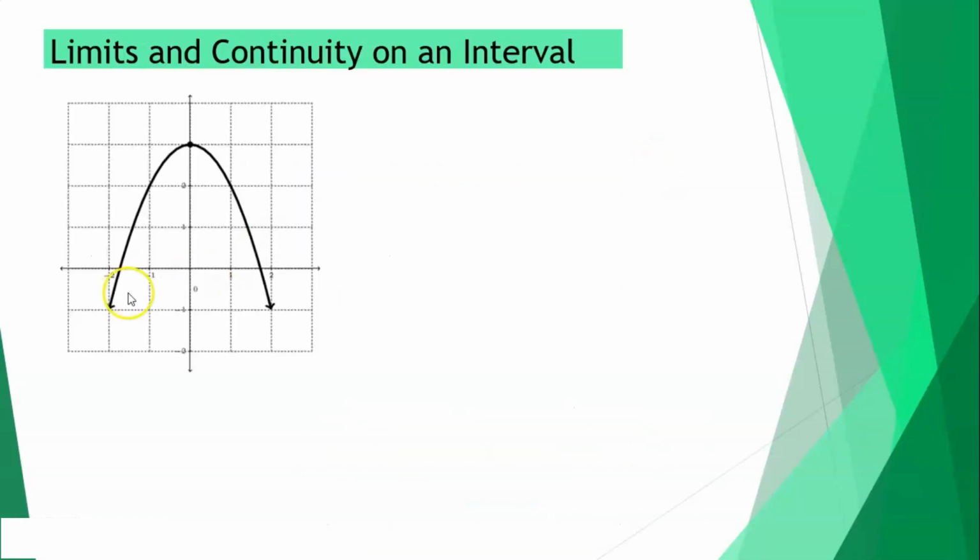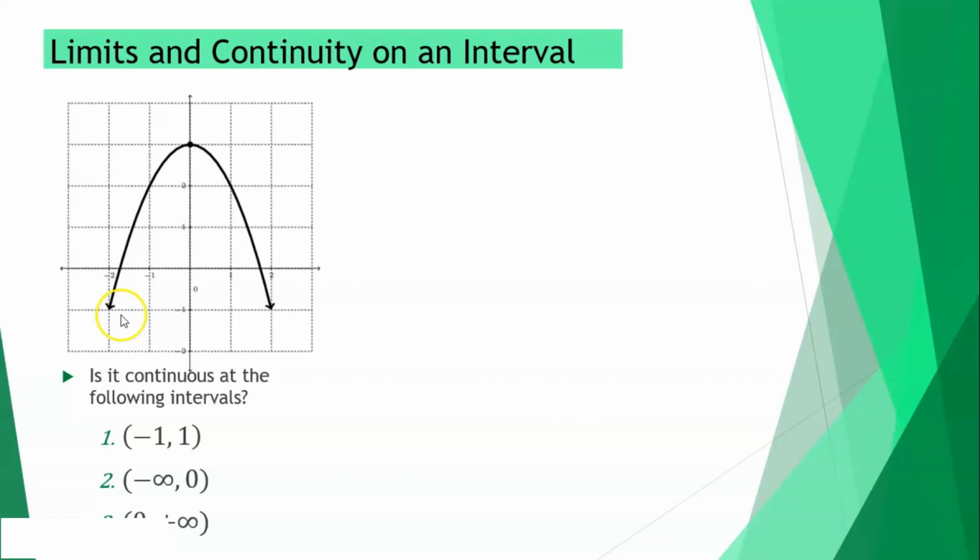Okay, let's have an example. So given this graph, by just looking at this, is it continuous from negative 1 until 1? Our answer here is yes. What about from negative infinity until 0? It's still yes. And from 0 until positive infinity, it's still yes.